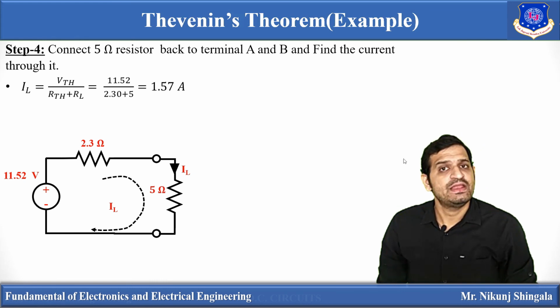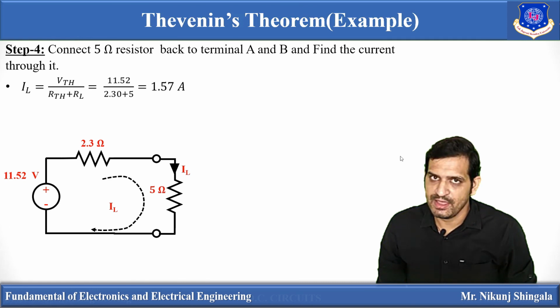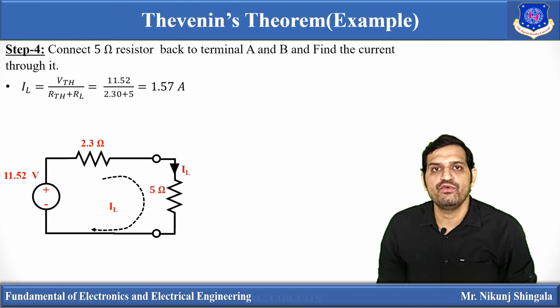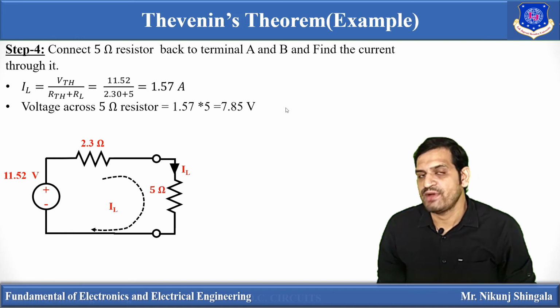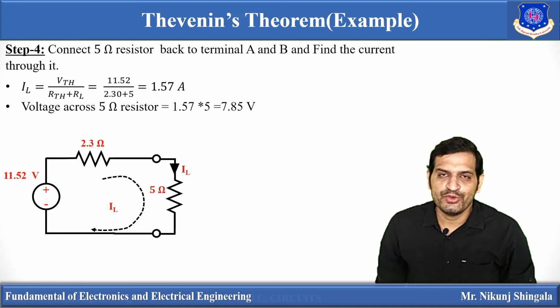In this example, you have been asked to determine the current through the 5 ohm resistance, that is 1.57 ampere. But suppose you have been asked to determine the voltage. So the voltage across the 5 ohm resistance is equal to 5 into IL, that is 1.57 into 5, that is 7.85 volt.